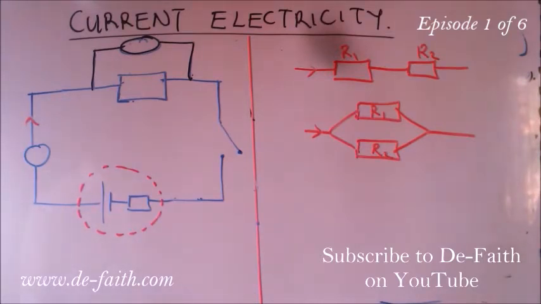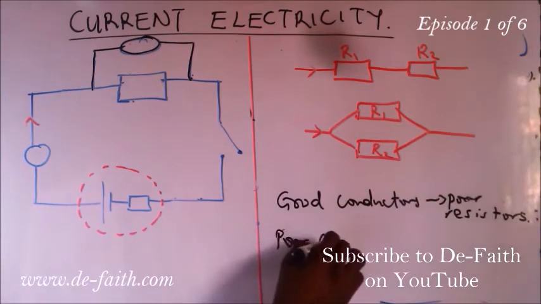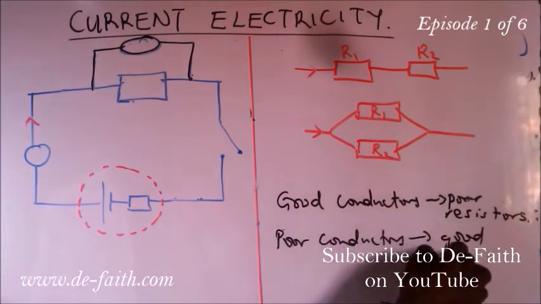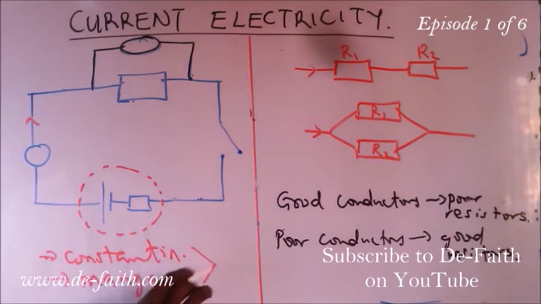Substances that are very good conductors are poor resistors, while poor conductors are good resistors. The best conductor that we know is silver, followed by copper. And if you are looking for highly resistant wires, we'll be talking about constantan and manganin. These are very good resistors. They can resist the flow of current very well.